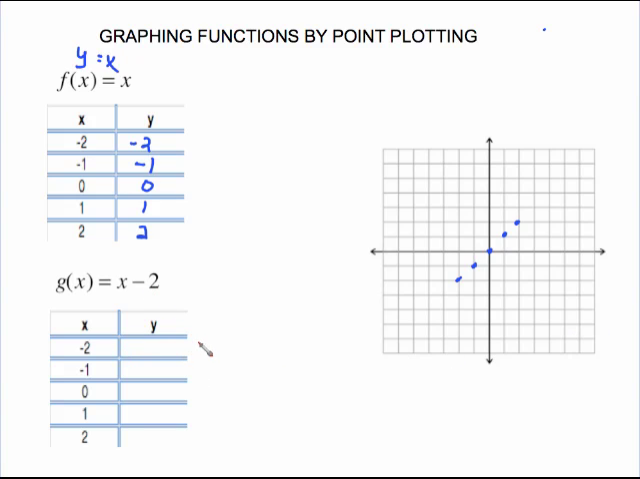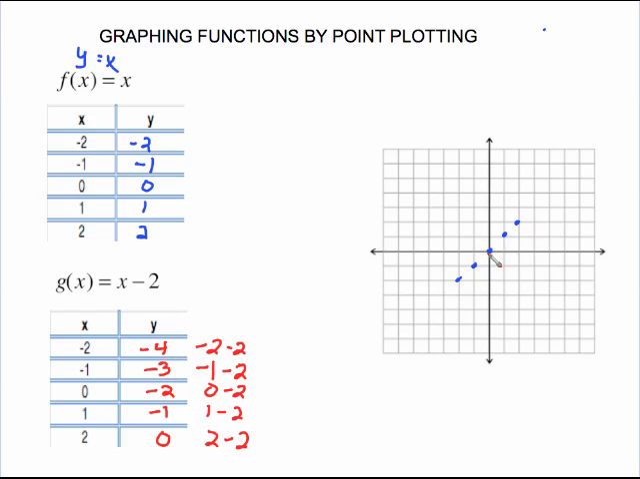Put -2 in for this x, and this is -2 minus 2, which gives us -4. Put -1 in for x, -1 minus 2, which is -3. 0 minus 2 is -2. 1 minus 2 is -1. And 2 minus 2 is 0. You can do this arithmetic in your head. You can write it down. You can plug it in your calculator, whatever works for you.